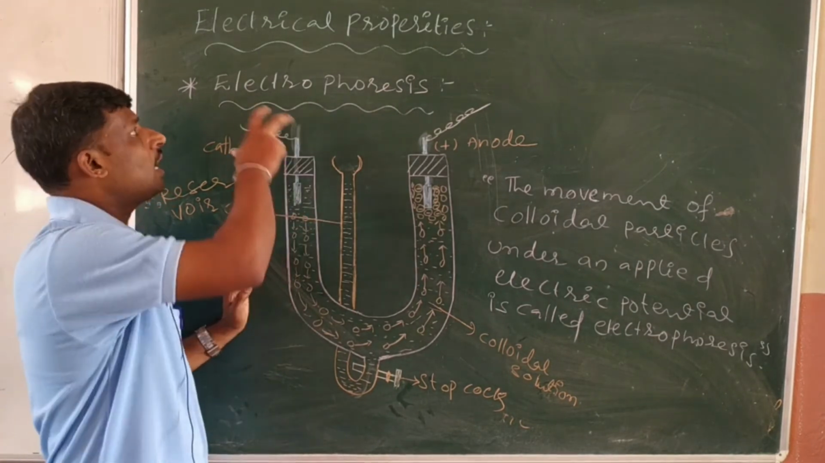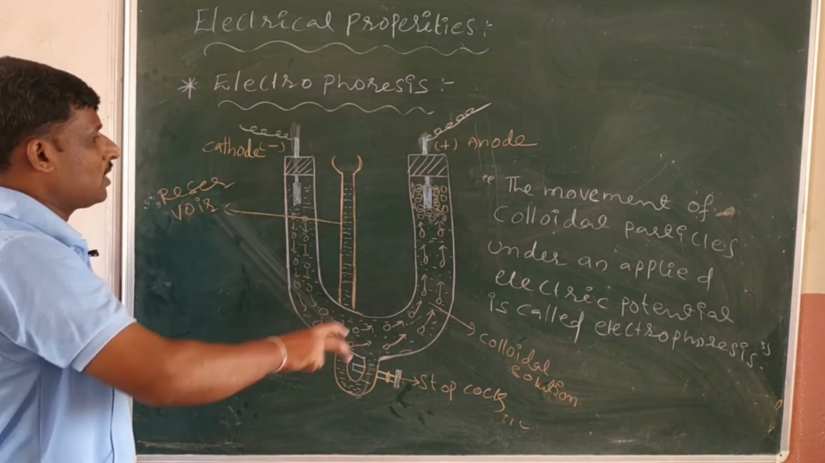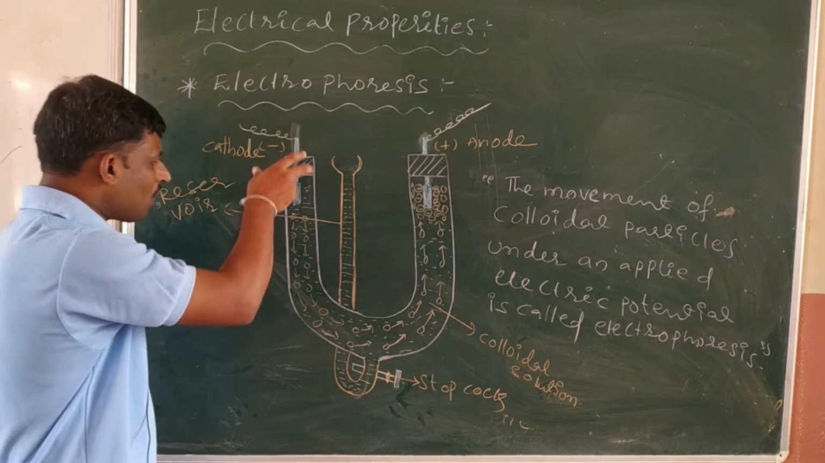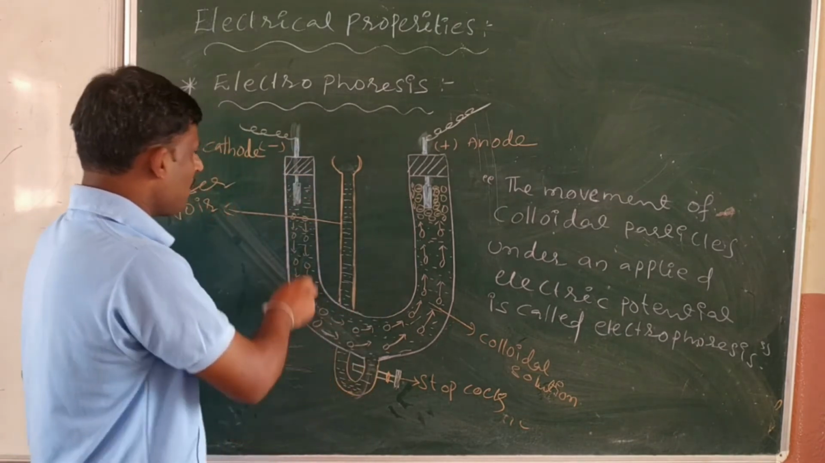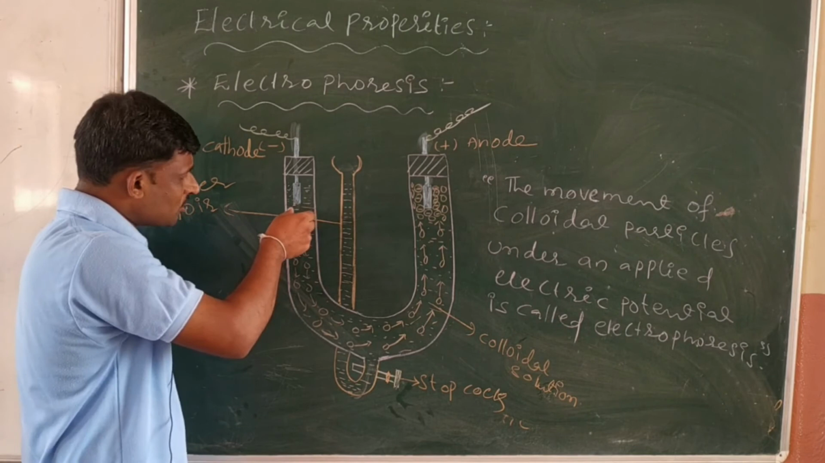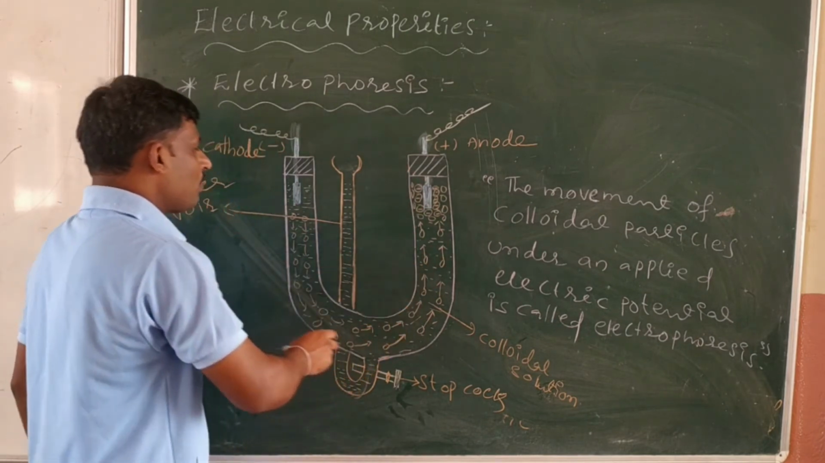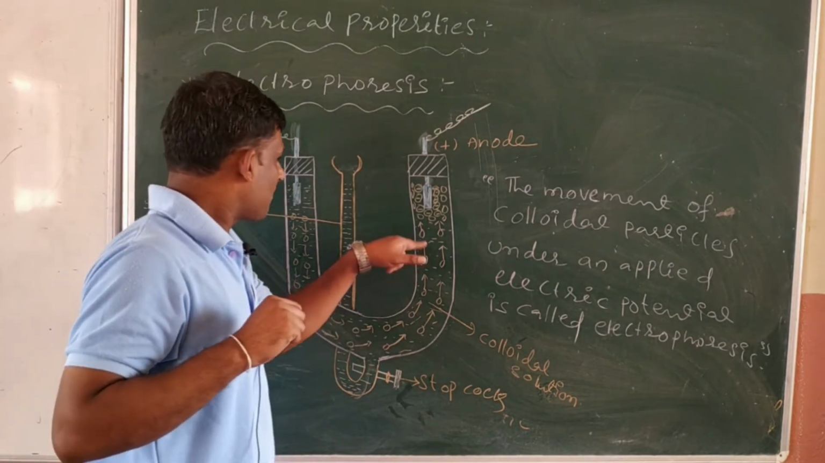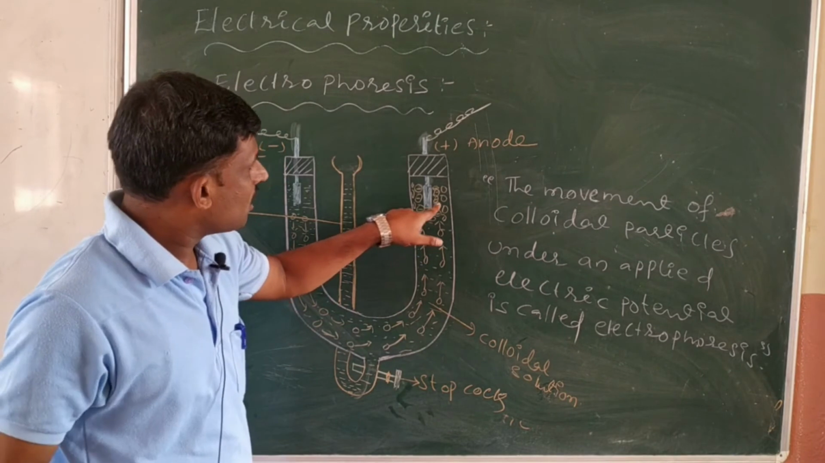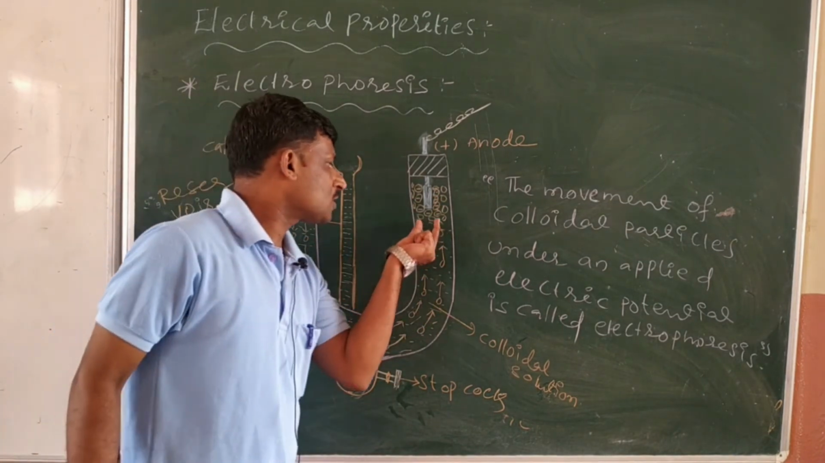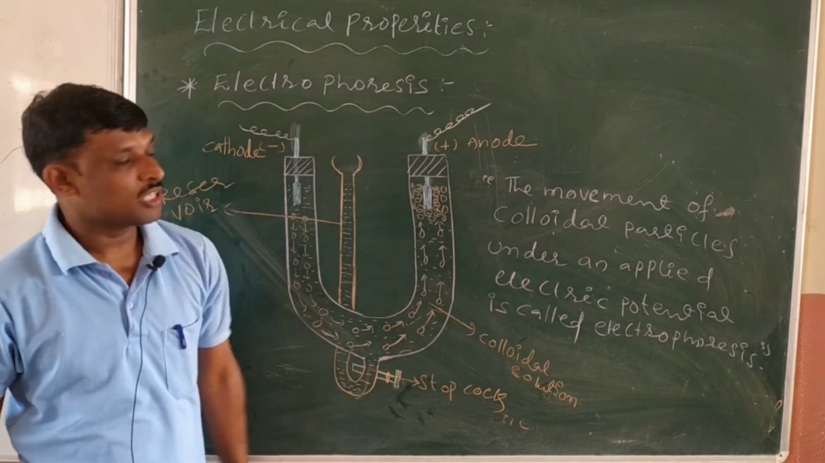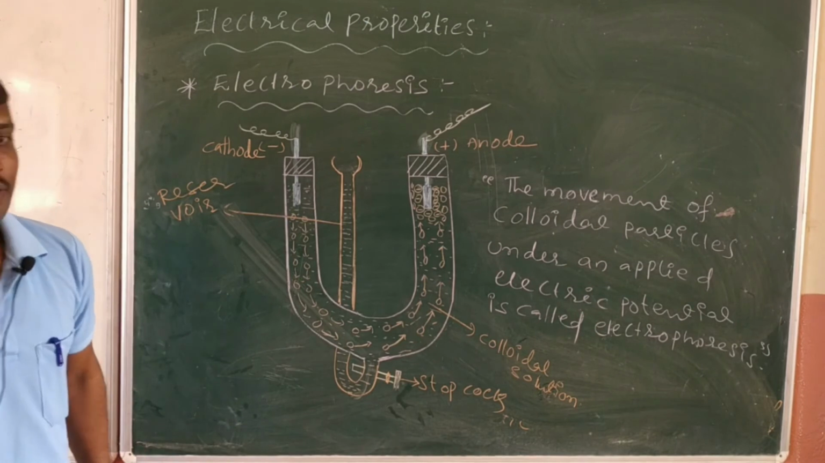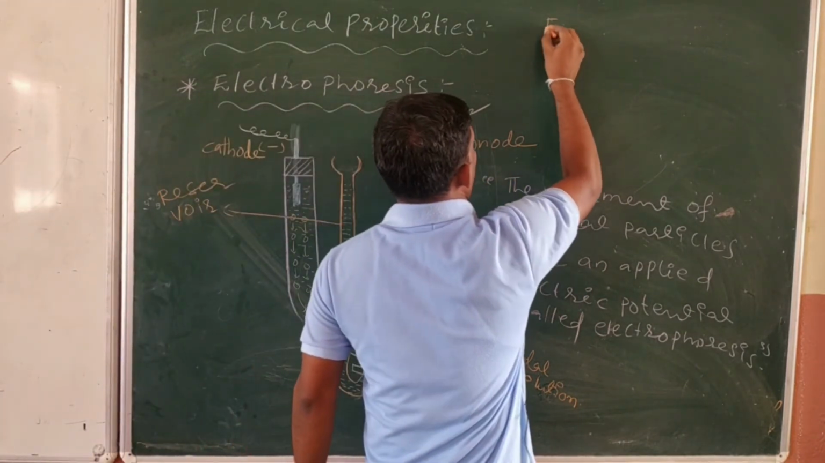Generally, colloidal particles can carry a positive or negative charge. When we apply the electric potential, positive colloidal particles can move towards the negative electrode, and negative particles can move towards the positive electrode. And coagulation or precipitation takes place. This is one of the very important processes, electrophoresis. This is an electrical property. Next I am going to discuss electroosmosis.